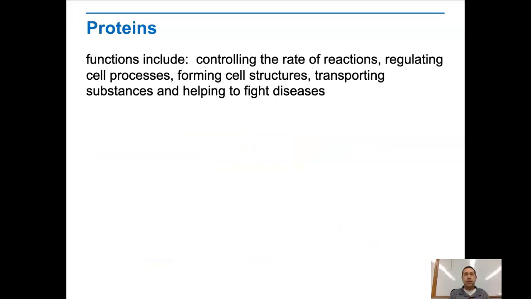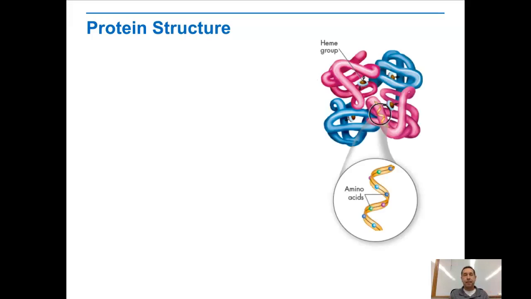The functions of proteins include controlling rates of reactions. Enzymes are primarily what does that. Regulating cell processes, like hormones do. Forming cell structures. Lots of structures in our body are proteins. Transportation, like hemoglobin transports oxygen and so on. And helping to fight diseases, like antibodies and things like that.